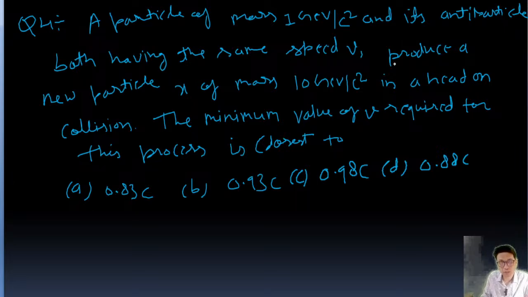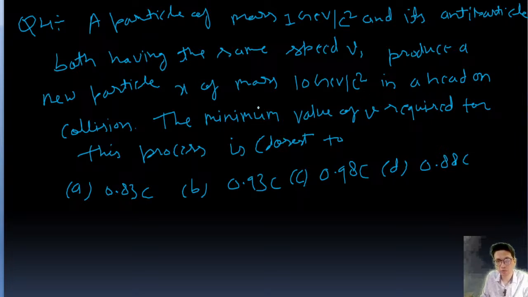I would like to inform you guys, if a particle has mass, the particle and antiparticle have the same mass. You need to note that down. I have explained that in my particle physics lecture. So the particle having mass 1 GeV per c square means the antiparticle has the same mass. Both having the same mass, they produce a new particle X of mass 10 GeV per c square.